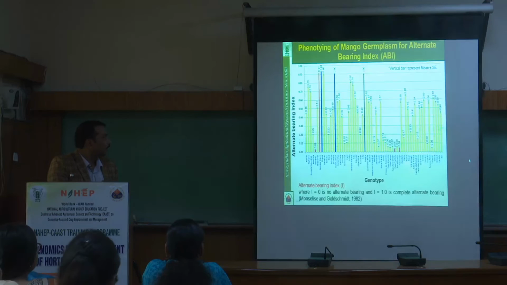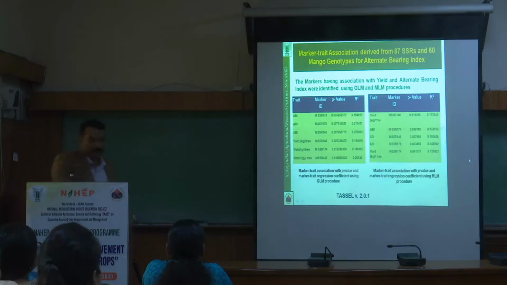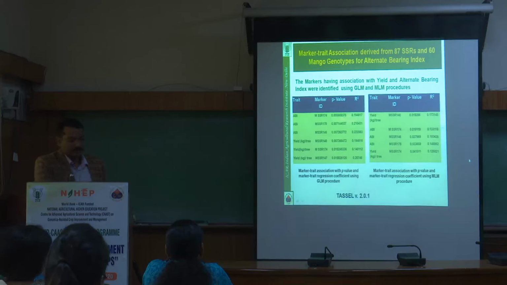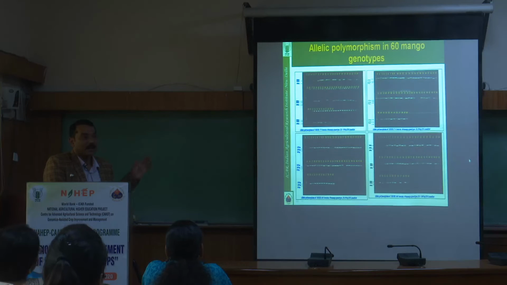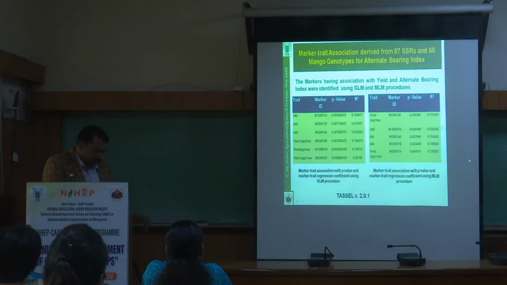Then some of the markers we identified have a very good association with the alternate bearing trait. So we did phenotyping for biennality in mango, then genotyping using SSRs, and association mapping using this genotyping and phenotyping data. And these are some of the markers, but their validation is still pending.